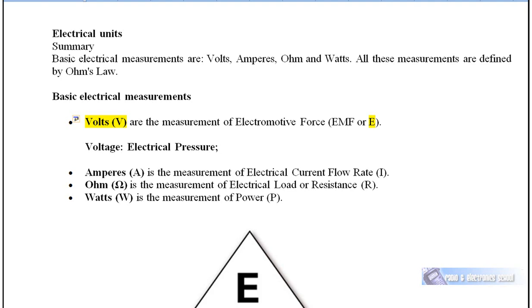Now, the electrons running around the circuit is the current, measured in amperes. But let's finish with voltage. Another name for voltage is EMF, electromotive force. Another name would be potential difference. All of those are terms that could be used for voltage. Electrical pressure.